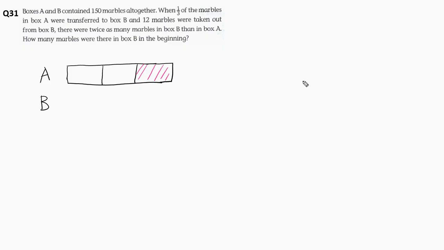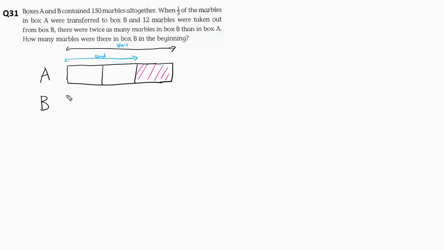Okay, so, and then when that happens, now we are asked about what's happening at the beginning. So we've got, actually I'll use a different one, so that's at the start and this is at the end. And what happens, these are given to box B. And when that happens, as well as 12 marbles being taken out, there'll be twice as many marbles in box B than box A, right? Let's just deal with that bit first.